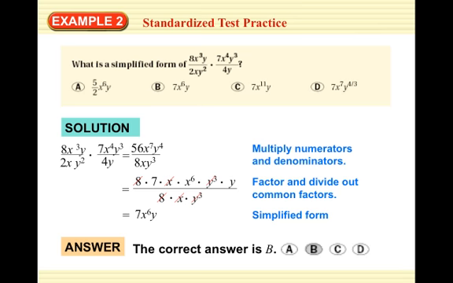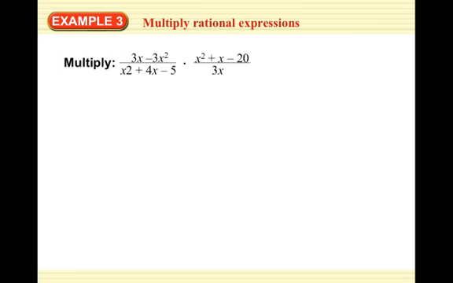So the correct answer is B. All right, now we're going to look at some that actually have polynomials in them. We've got 3x minus 3x squared over x squared plus 4x minus 5, times x squared plus x minus 20 over 3x.